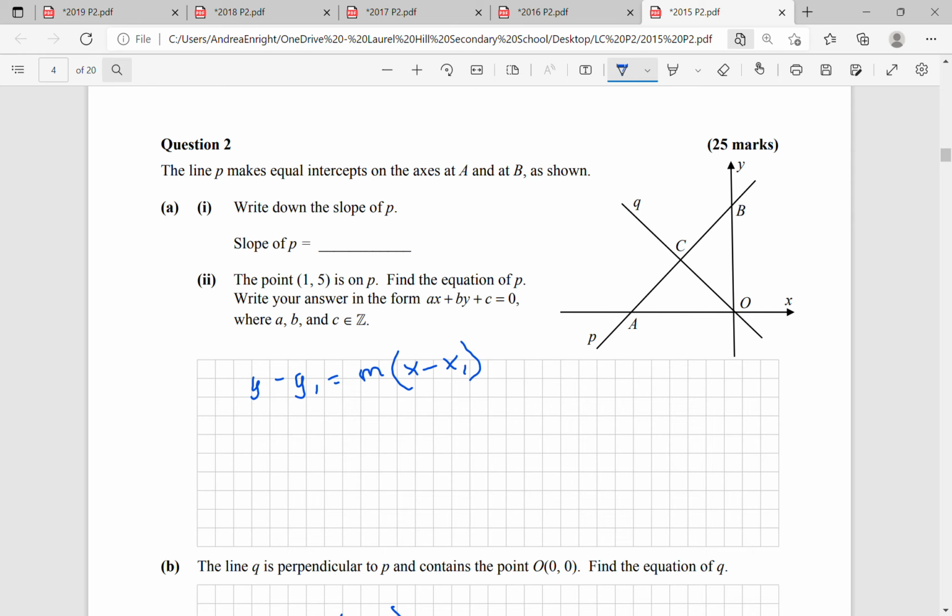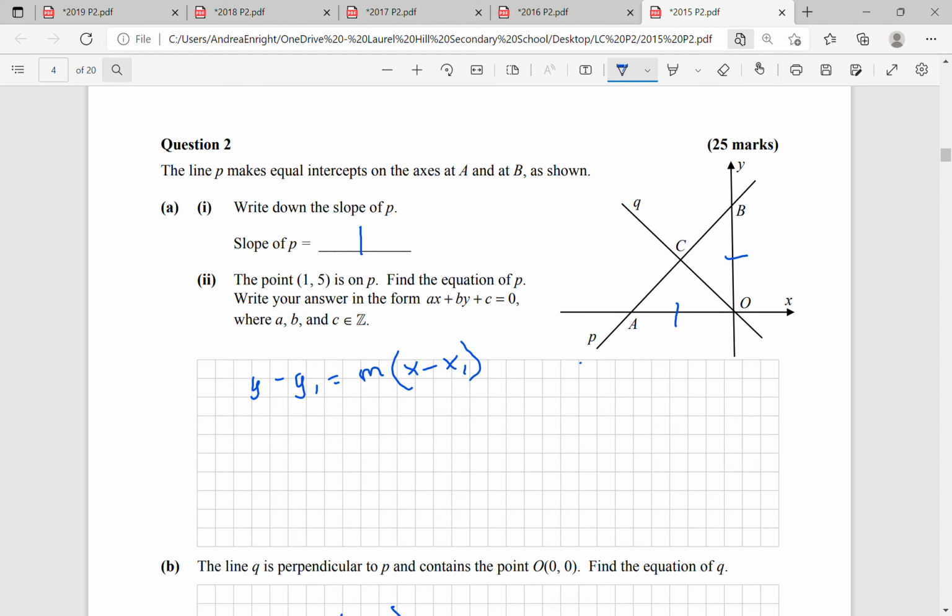Okay, so 2015 question 2. So the line P makes equal intercepts on the axes, A and B. So that means that line is equal to that line. We may not have mentioned this in class, but when the intercepts are equal, the slope is 1. It's either +1 or -1, and you can clearly see that P has a positive slope, so it's going up, so it's +1.